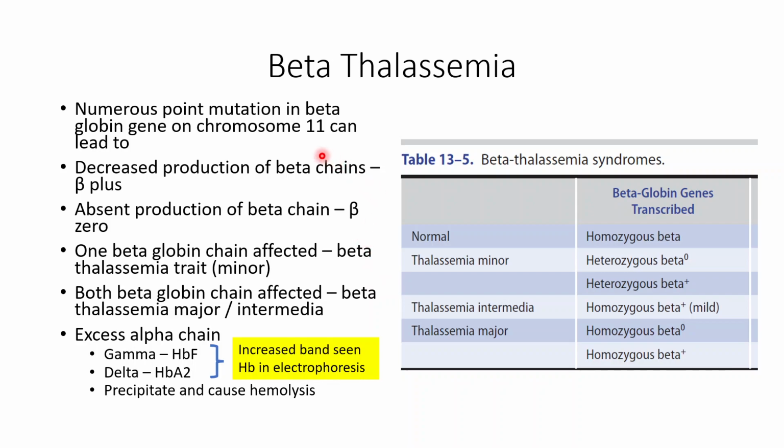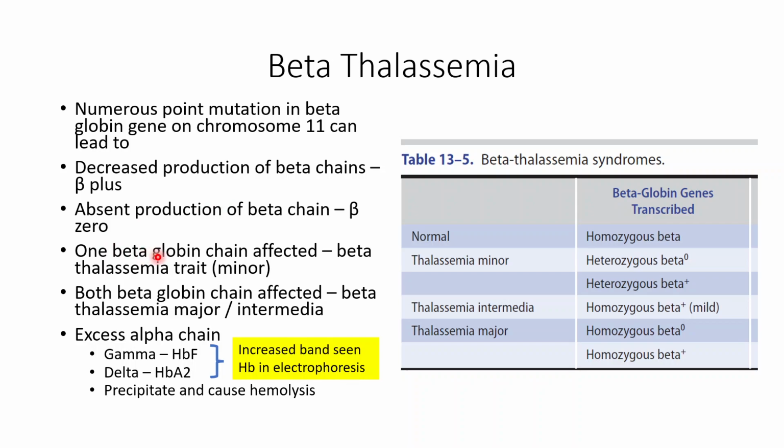Beta thalassemia occurs because of a point mutation in the beta globin gene. This point mutation leads to decreased production of beta chains, or it can lead to absent production of beta chains. So the mutation can lead to two problems. One is that production of beta globin chain is decreased. Initially, let's say it was 100%, now it has become 20%. So the production has decreased, or the production can be absolutely 0%. No beta globin chains are getting produced. So two problems can occur.